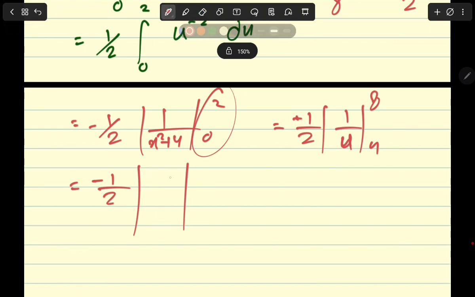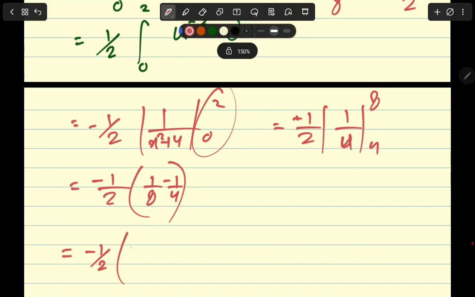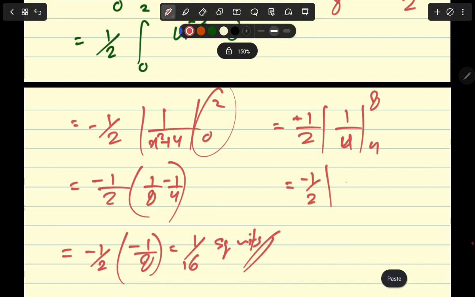So when I apply the limits, this becomes 1 upon 8 minus 1 upon 4, so that's going to become negative 1 upon 8, which is nothing but 1 upon 16. That's the answer, squared units, make sure, because that's the area. And now this is minus half, and I apply these limits, so this becomes 1 upon 8 minus 1 upon 4 again, which is going to give you the same answer, which is 1 upon 16 squared units.